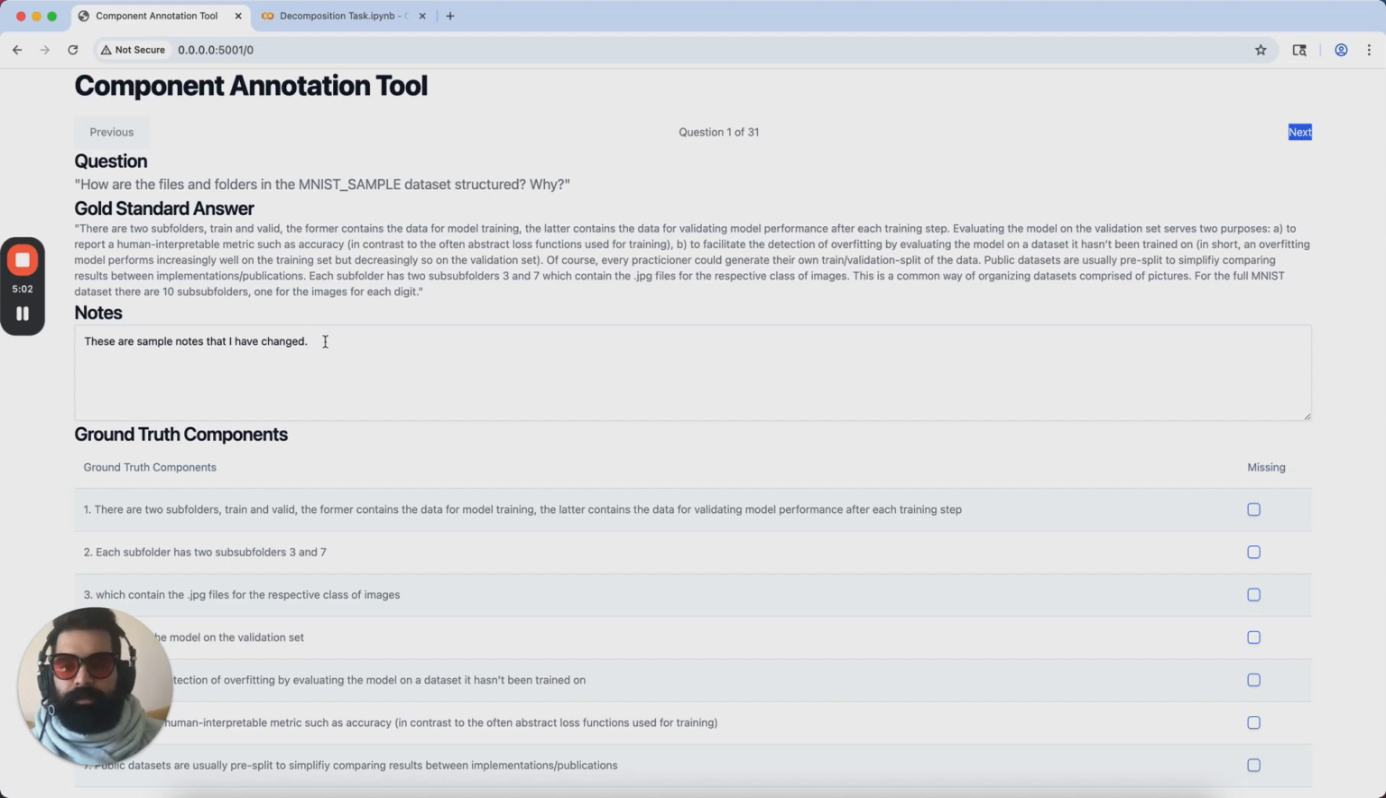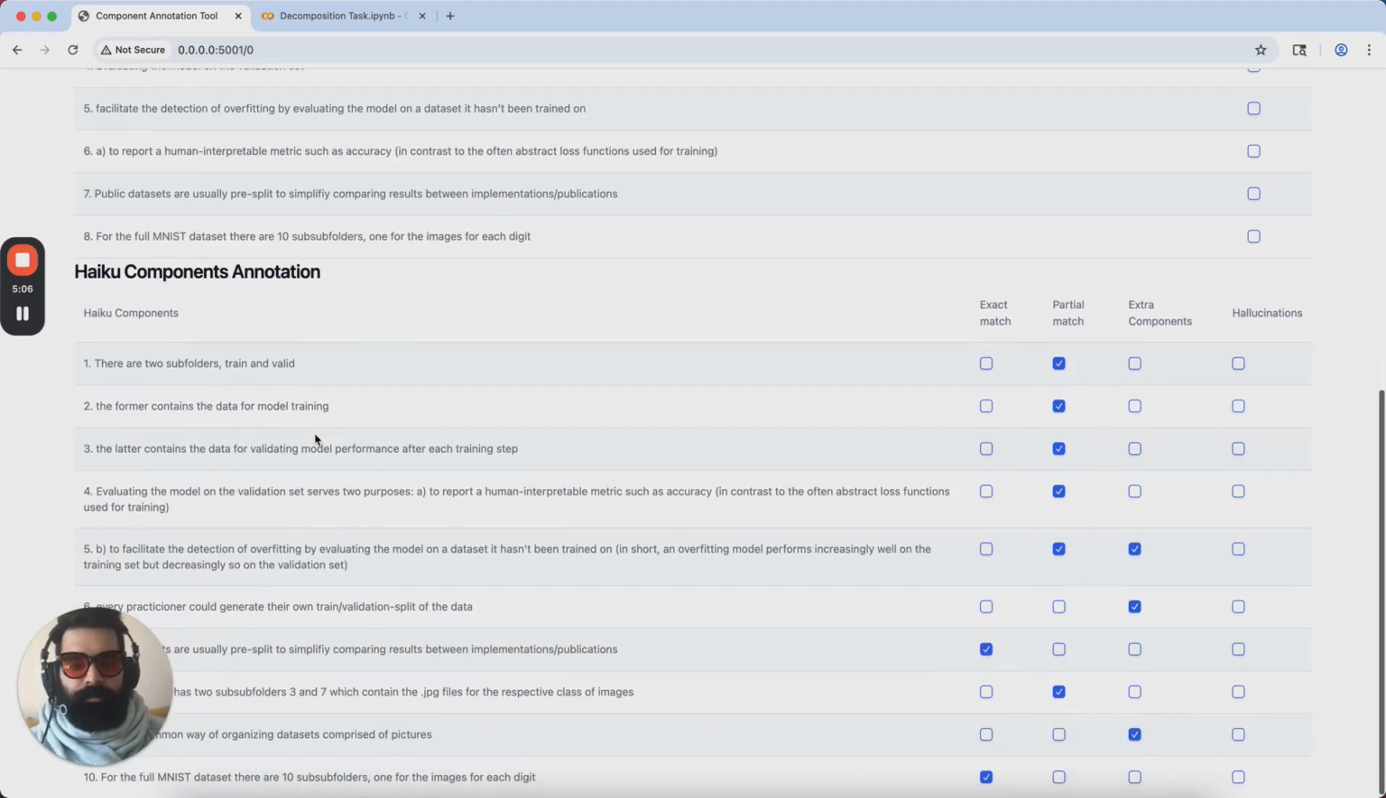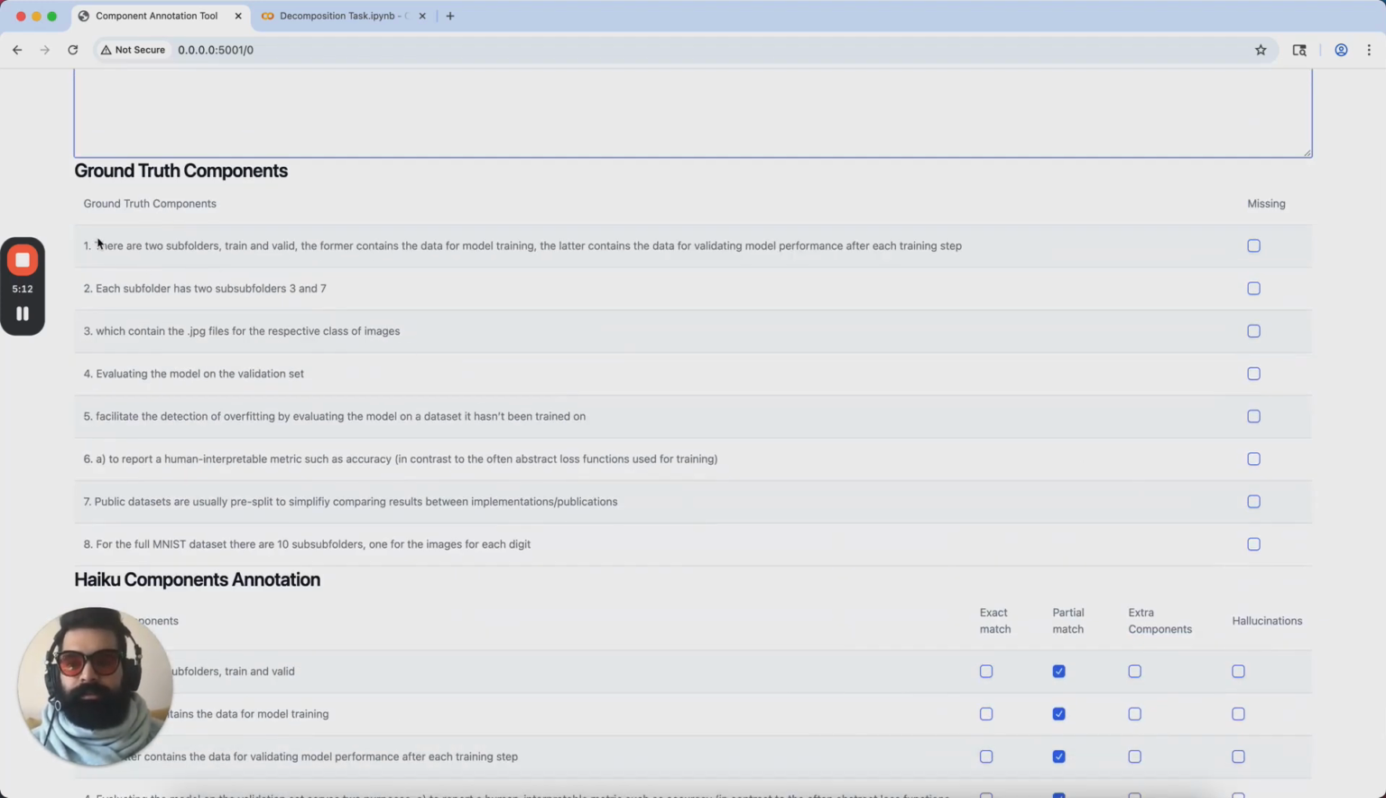So here are some sample notes, so I'm going to delete those. All right, so looking at the partial matches, I think we'll start there. So here's this ground truth component. There are 2 subfolders, train and valid. The former contains the data for model training. The latter contains the data for validating model performance after each training step.